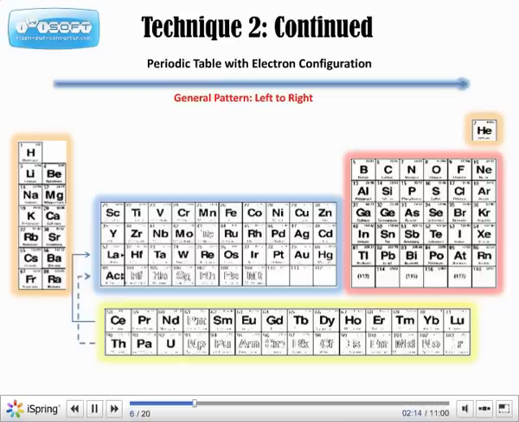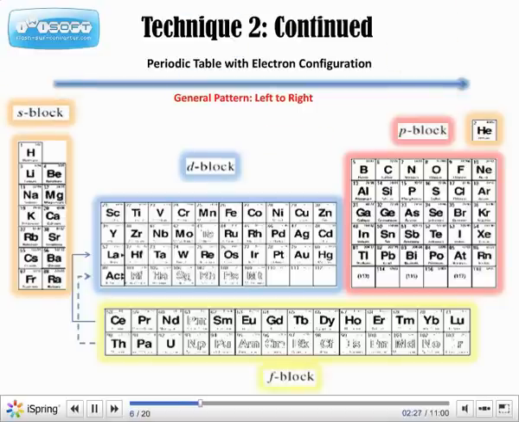This slide shows our familiar periodic table from before, but now with the electron configuration pattern added to it. Now that you understand the general pattern of moving left to right, let's go over the sublevels S, P, D, and F. The S sublevel can hold a maximum of 2 electrons. The first 2 columns on the periodic table represent the S sublevel. For example, H to Fr represents S1, Be to Ra, including He, represents S2.